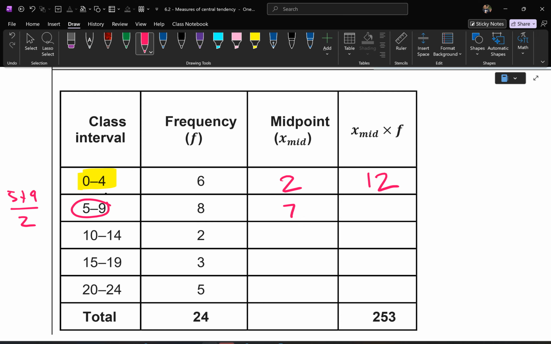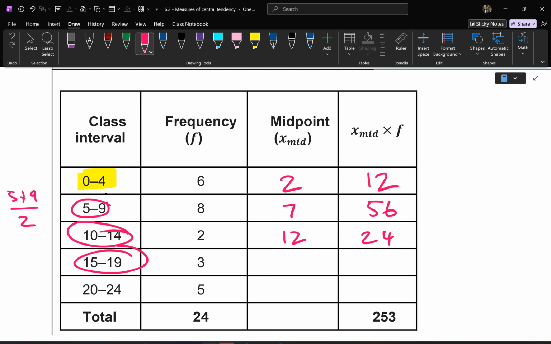Was that too fast? Next one. Take your time. Or you can, remember, you can use the calculator. It is, yes, it is 56. Very good. All right, same thing with the next one. 10 to 14, middle of 10 to 14. Let's go with Callum. 12 is correct. So then you do 12 times 2, which is 24.